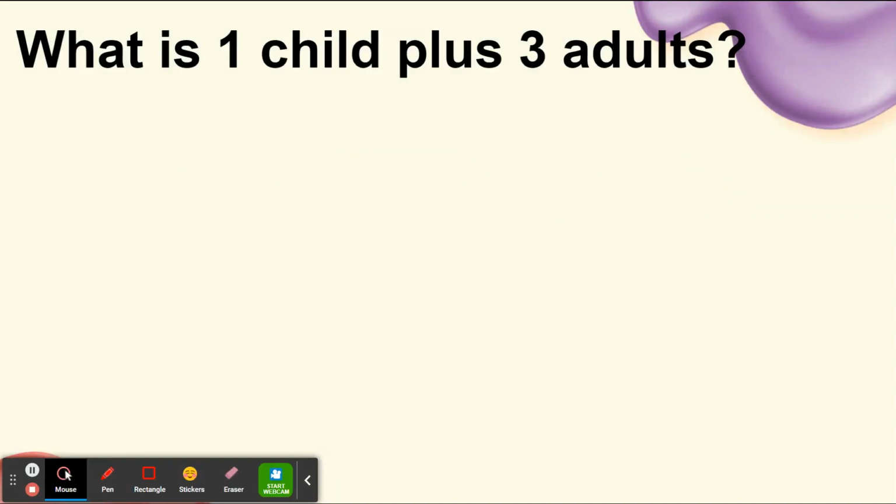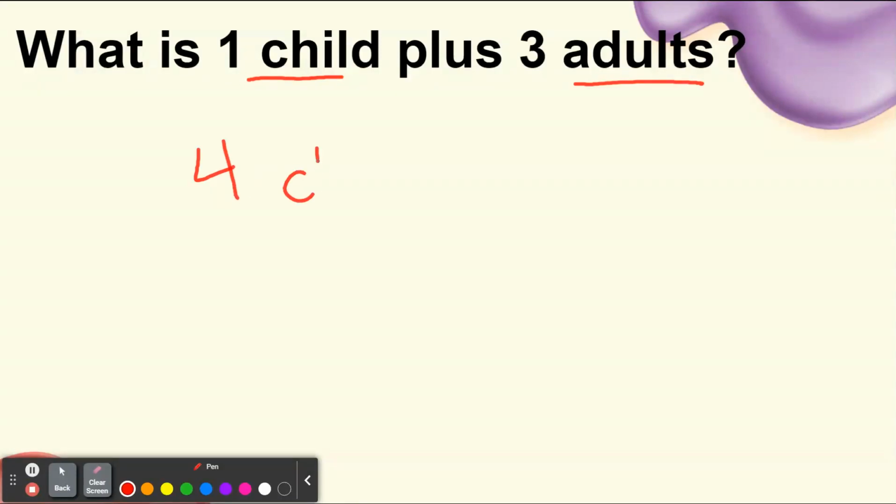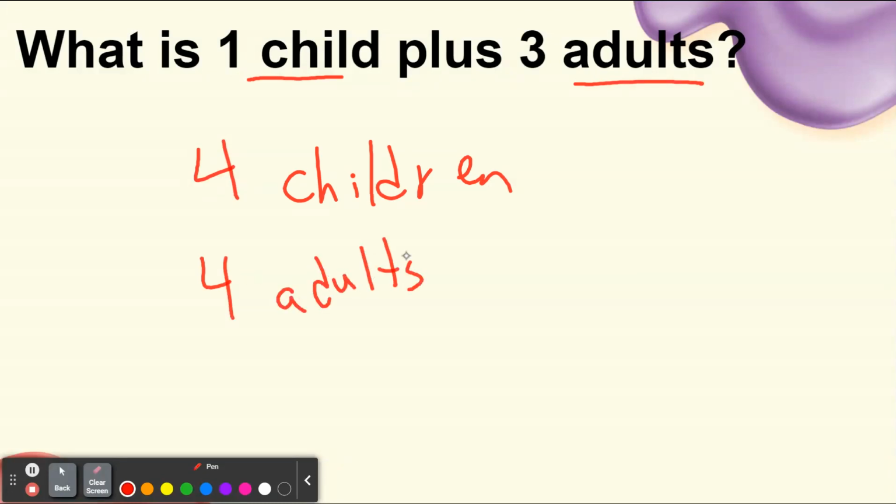Okay, simple enough. 1 child plus 3 adults. Well, I have 1 child and 3 adults. But I don't really know what that's going to be, right? I can't say I have 4 children, because we don't. And I can't say that we have 4 adults, because we don't. But what I do know is I have 1 child, 3 adults, but the 1 child is a person, and the 3 adults are 3 people or 3 persons, right? In plural.